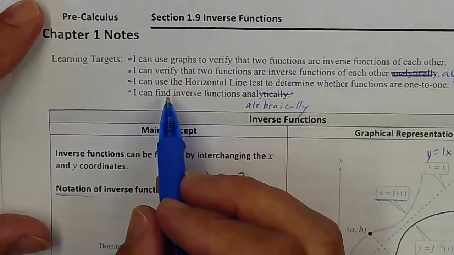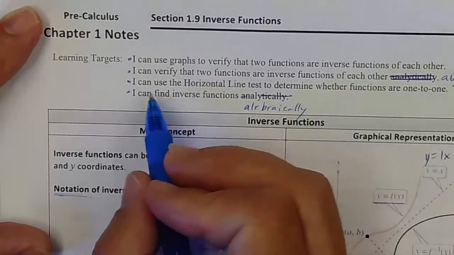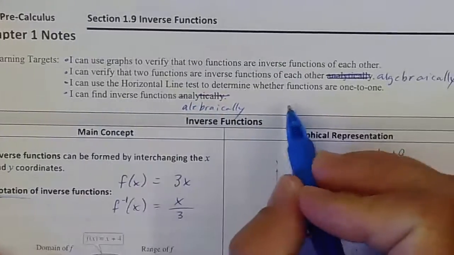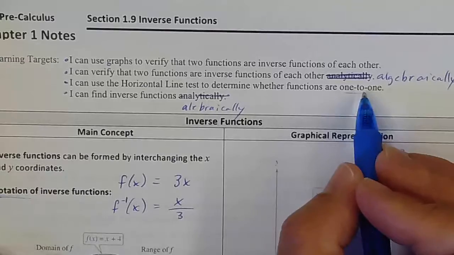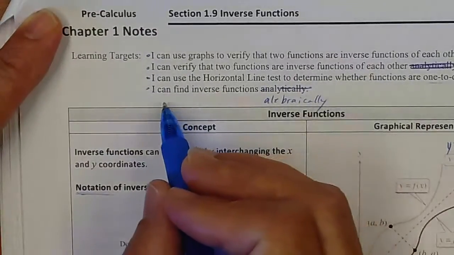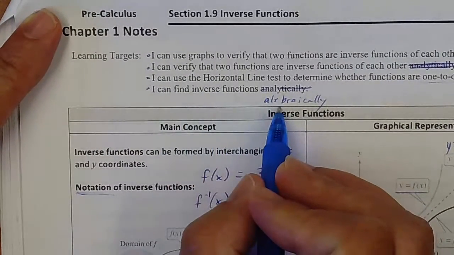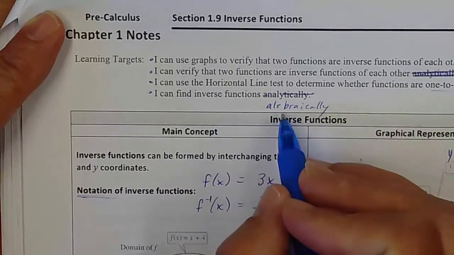Okay, here are the last two learning targets we need for day 2. I can use the horizontal line test to determine when our functions are one-to-one. So that's a new phrase we need to go over and cover today. And then I'll show you how to find inverse functions algebraically, not analytically. Okay.